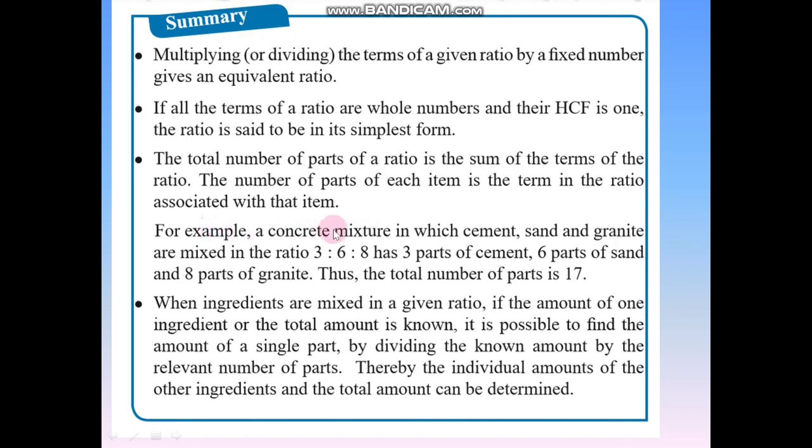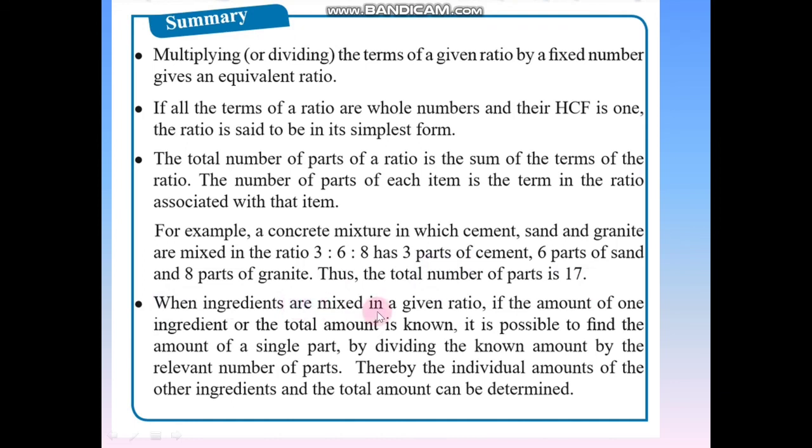For example, a concrete mixture in which cement, sand and granite are mixed in the ratio 3:6:8 has 3 parts of cement, 6 parts of sand and 8 parts of granite. So how do we obtain the total parts? We have to add 3, 6 and 8. When we add these three together, we get the total number of parts as 17.